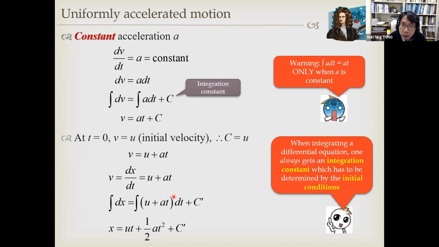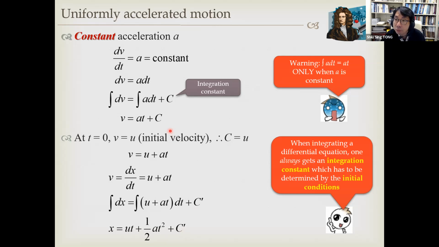Again, I can move the dt to the right-hand side and do the integration on both sides. The left-hand side simply gives me x. The right-hand side, integrating u, a constant, will give me ut. The constant a can be put out, and integrating t will give me t squared over 2. So the second term is half at squared. And do not forget, because I'm doing an indefinite integral, I have an integration constant I call c prime.